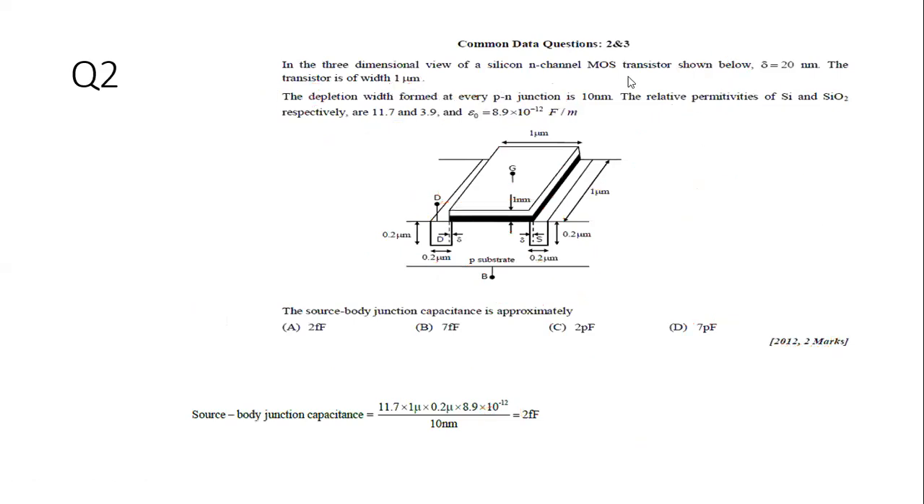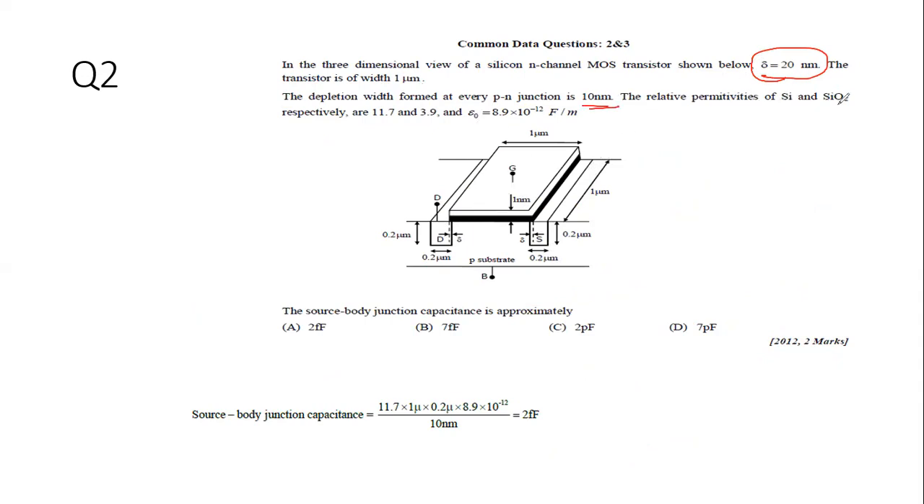This is one of the best questions from your GATE exam. In the three-dimensional view of the silicon N-channel MOS transistor shown below, del equals 20 nanometer. So this thickness is 20 nanometer, and the transistor width is equal to 1 micrometer. The depletion width formed at every PN junction is 10 nanometer. Depletion width is what? 10 nanometer.